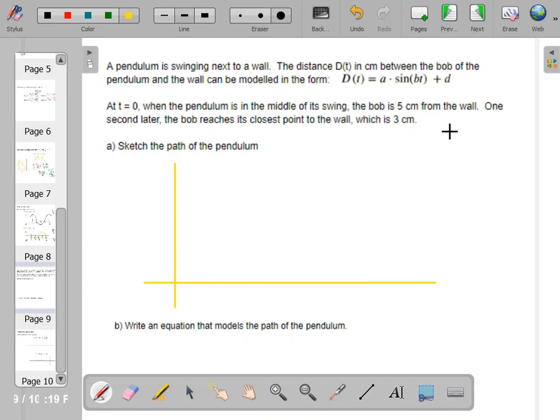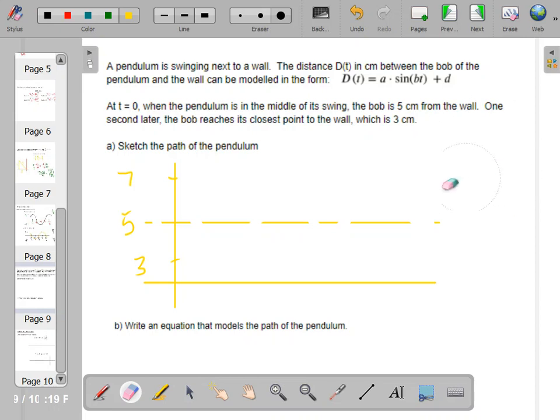We're starting at the middle of the swing, that's 5 centimeters. So the middle is 5. That means we've got a new midline of 5. If the closest it ever gets is 3, then the furthest it's ever going to get is 7, because if it's swinging back and forth, it's going 2 each way. If this is 5 centimeters, this is 3 centimeters. It's really close, but 3 centimeters.